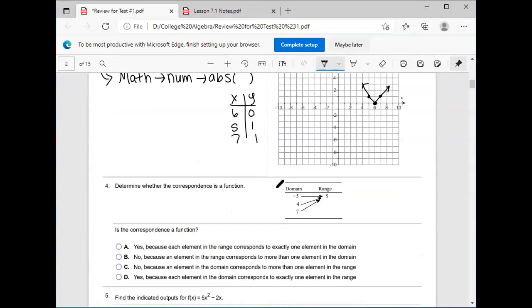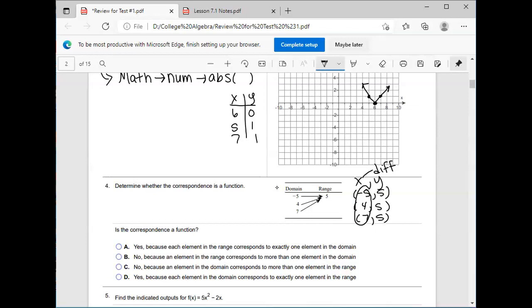Determine if something is a function. It always helps me to kind of write this out. -5 goes to 5. 4 goes to 5. Some of you may not need to see this visually. You can probably see it from the chart, but I know that all the x's have to be different. And they are, right? I've got -5, 4, and 7, and they all are different. So this one is a function.